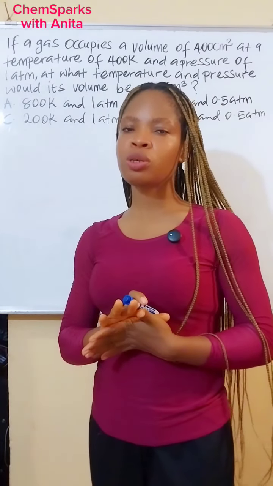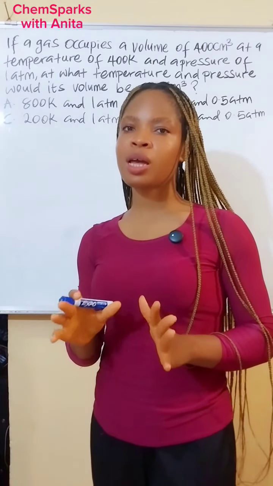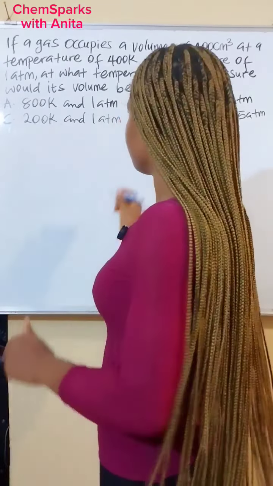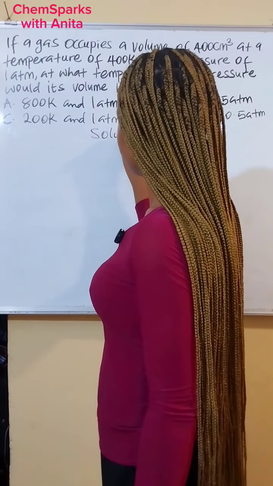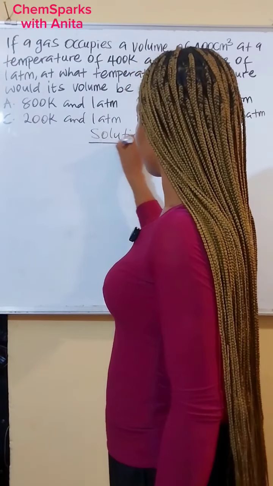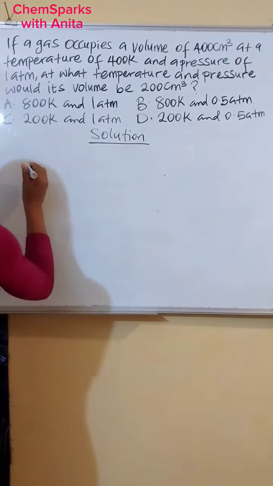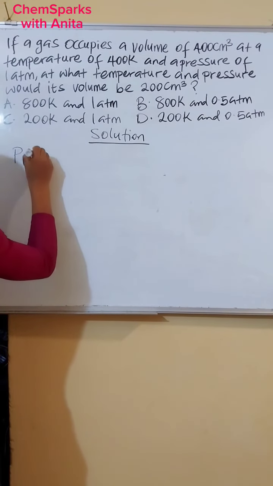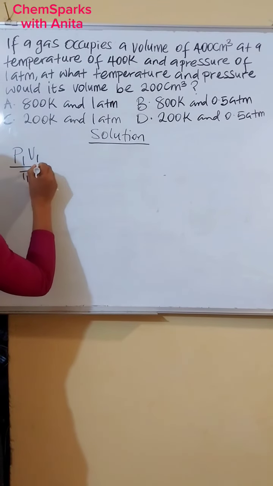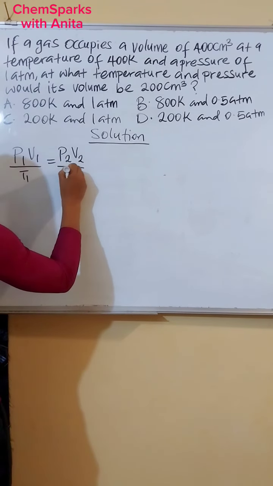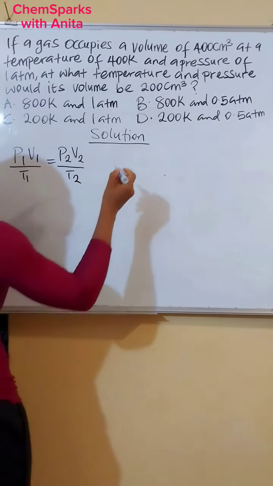To solve this question, we are going to make use of the general gas equation. So let's solve the question on the board. The general gas equation is P1V1 over T1 is equal to P2V2 over T2. Let's divide the board into 2.